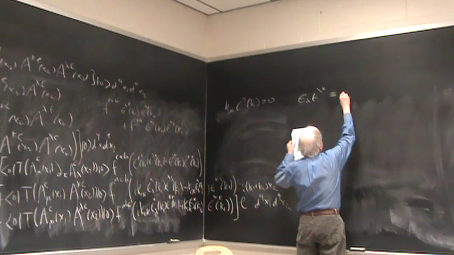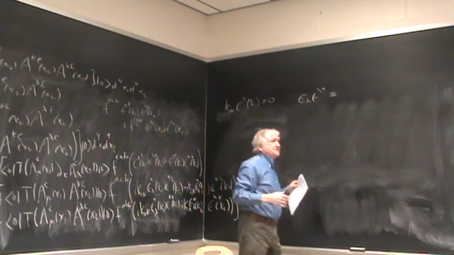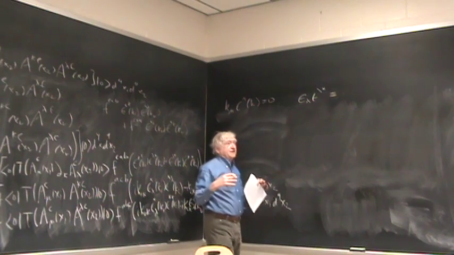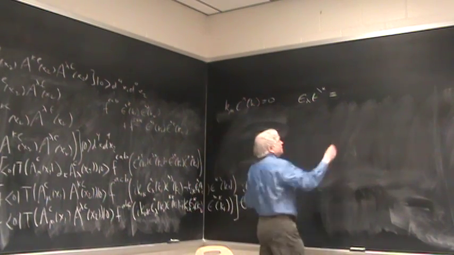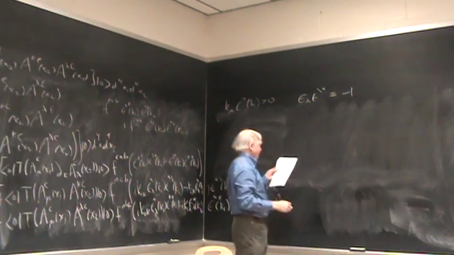I want the space part to give us a 1. The metric has a minus 1, so this is minus 1. All right.